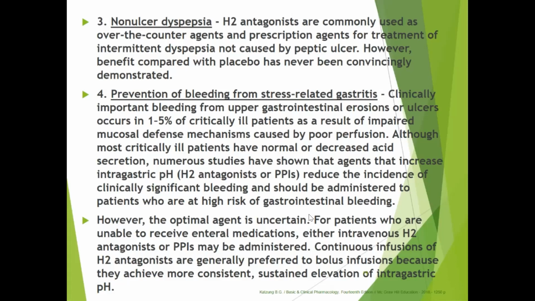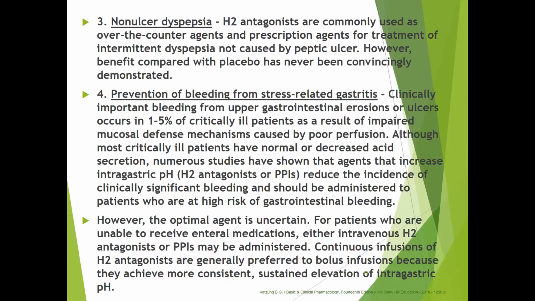Next indication: non-ulcer dyspepsia. H2 antagonists are commonly used as an over-the-counter agent and a prescription agent for the treatment of intermittent dyspepsia not caused by peptic ulcer. However, benefit compared to placebo has never been convincingly demonstrated. Next: prevention of bleeding from stress-related gastritis.